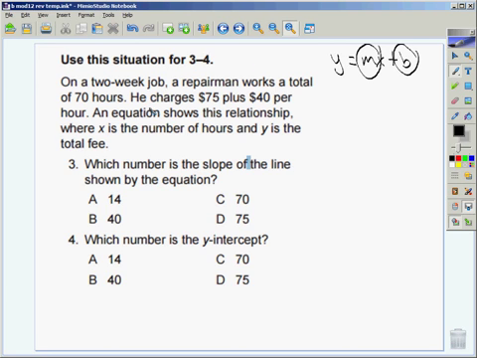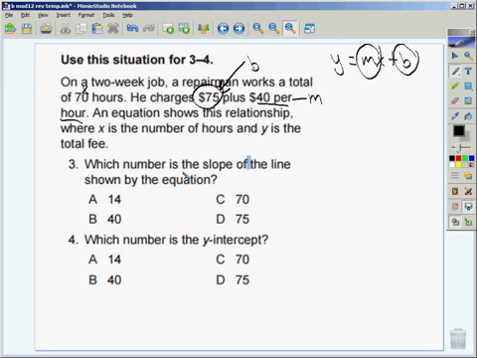So if I read this word problem, it says, on a 2-week job, a repairman works a total of 70 hours. Realistically, that's just an x value. It's nothing. It says he charges $75. Is he charging that one time or is he charging it all the time? One time. He charges $75 and what? Notice this says per hour. That makes this the rate of change. It's a rate. And that makes this that one-time fee, the starting point.